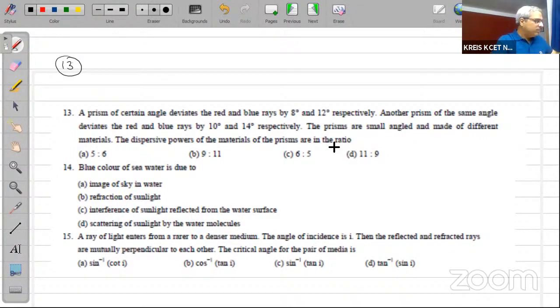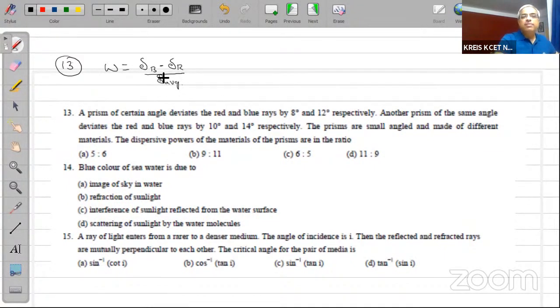Okay. Now as we all know, what is the dispersive power of a prism given by? The dispersive power of a prism can be written as the deviation for the blue minus the deviation for the red divided by the net deviation, the net deviation or average deviation. I think that's a better word. Divided by the average deviation.